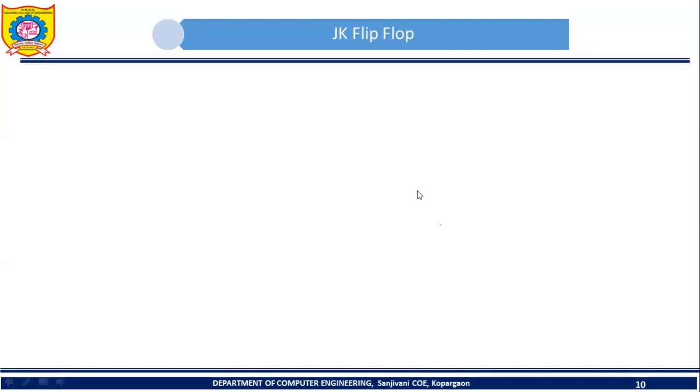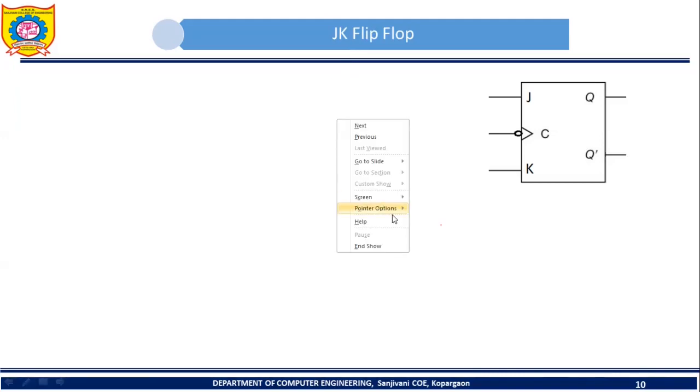Now let's see the next type of flip-flop. The name of that flip-flop is JK flip-flop. This is the block diagram of JK flip-flop. Here you can see that there are two inputs in JK flip-flop, that is J and K. There are two outputs, that is Q and Q prime. I already told you that Q and Q prime are complements of each other.